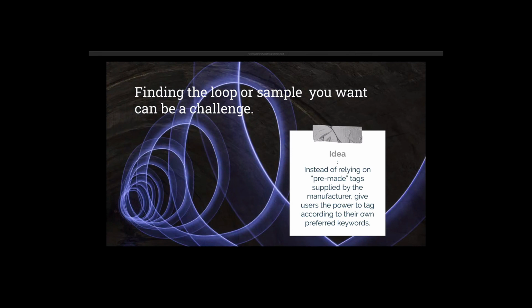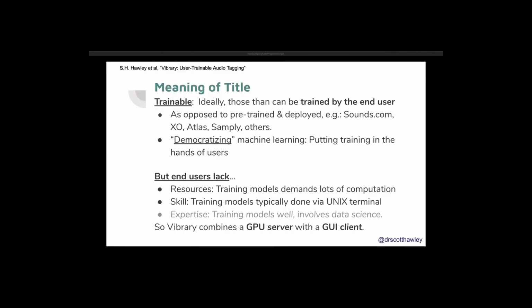One idea is to allow people to train their own machine learning system to tell it what sorts of things they're looking for. Train your own. We really do mean the end user. A lot of machine learning systems these days are trained by a company and then deployed to the end user, and the end user can only use the trained model, but they can't train it themselves. As far as audio tagging goes, or audio classification, National Instruments has their sounds.com. There are some apps called EXO, Atlas, Samply, and probably others to help you find samples on your hard drive. But as far as we know, none of them allow the end user to train their own model.